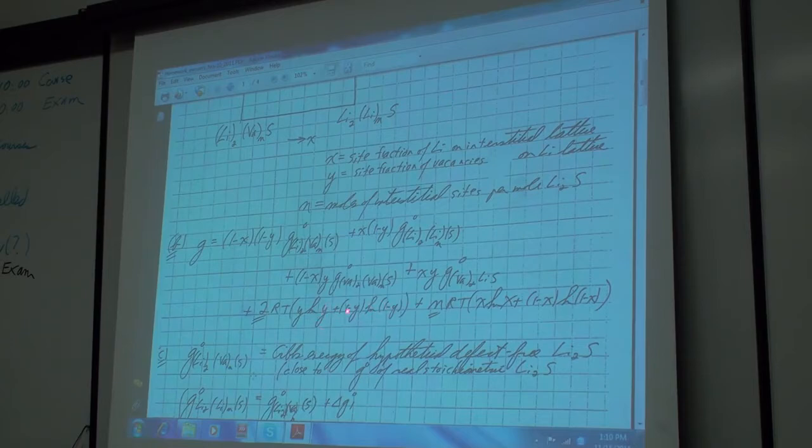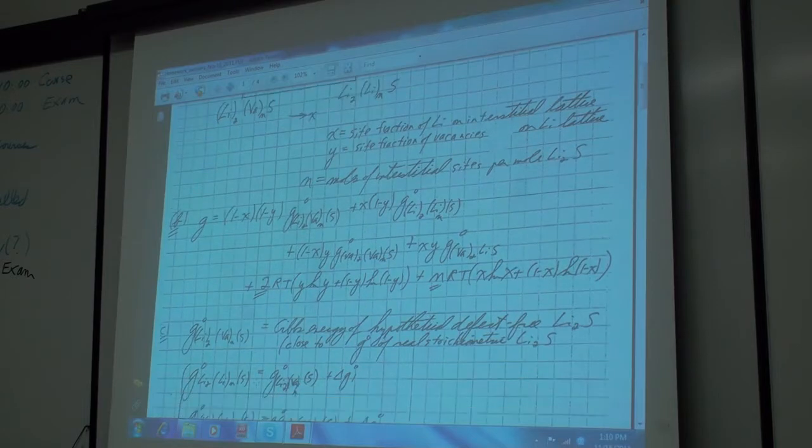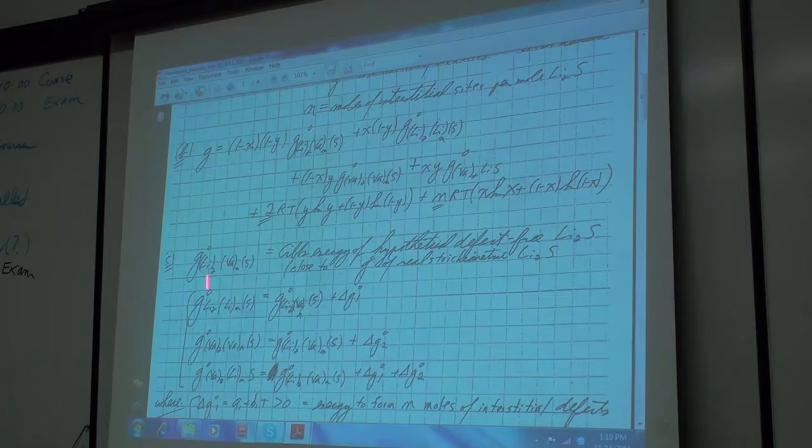The lithium and the vacancies mix randomly on their sites, and the interstitial vacancies and lithium interstitials mix randomly on their sites. Of these end-member terms, G naught of this corner is the Gibbs energy of hypothetical defect-free lithium sulfide. This will be close to the Gibbs energy of real stoichiometric lithium sulfide, which you would measure in an experiment, but not exactly, because real stoichiometric lithium sulfide contains a small number of both kinds of defects.